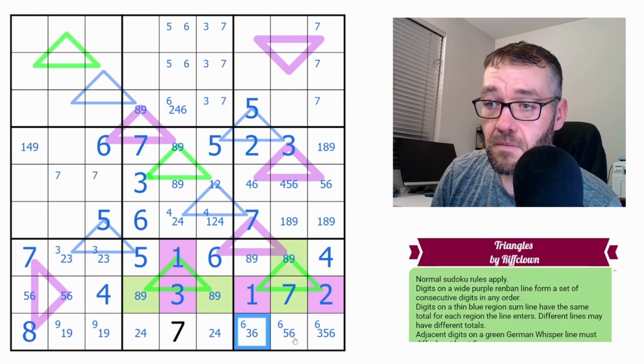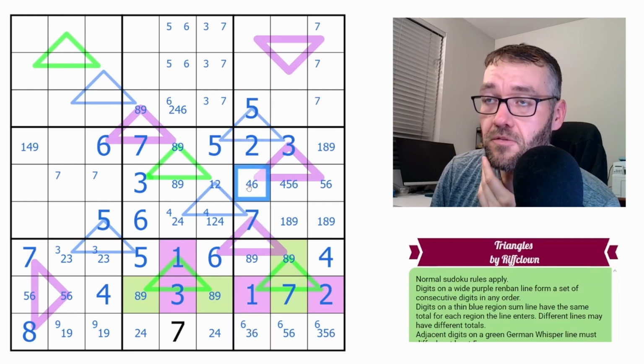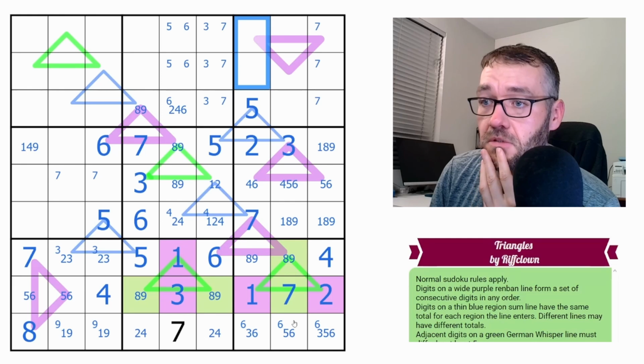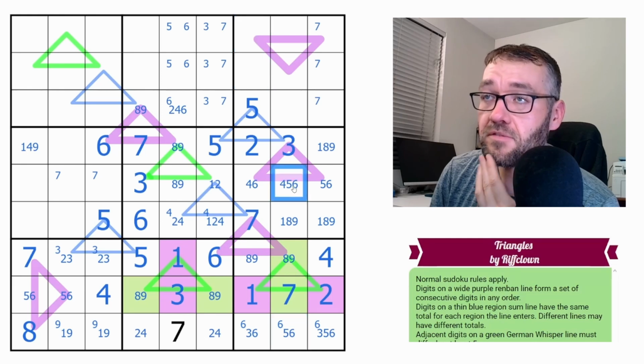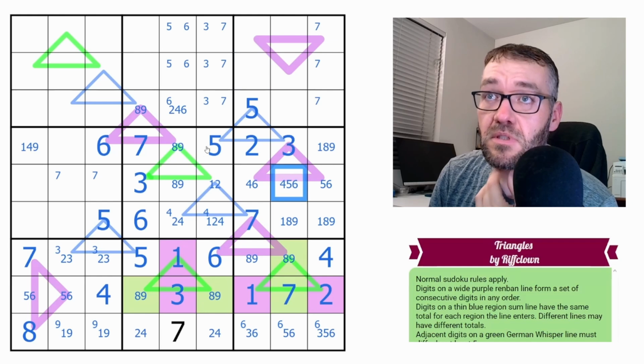5 can't go here. Does that help us out up this way? We have 3, 6, and 4, 6. Not sure what that does for us. We have 5, 6, and a 4, 5, 6. Maybe we have a triple building somewhere, but we'll see.